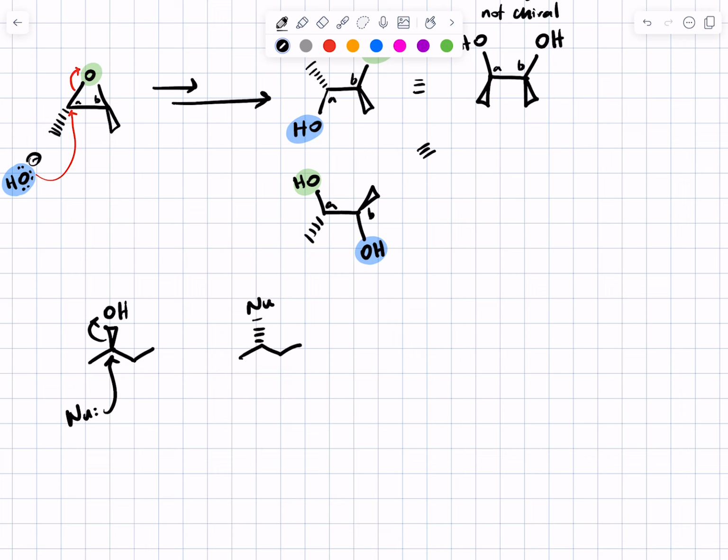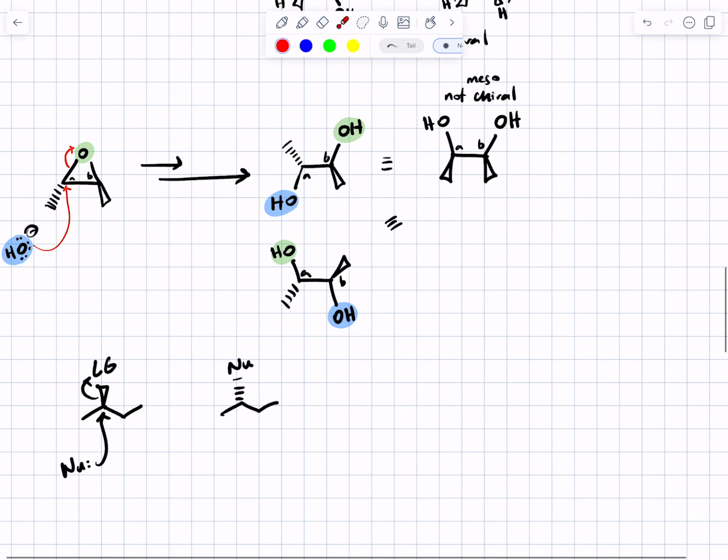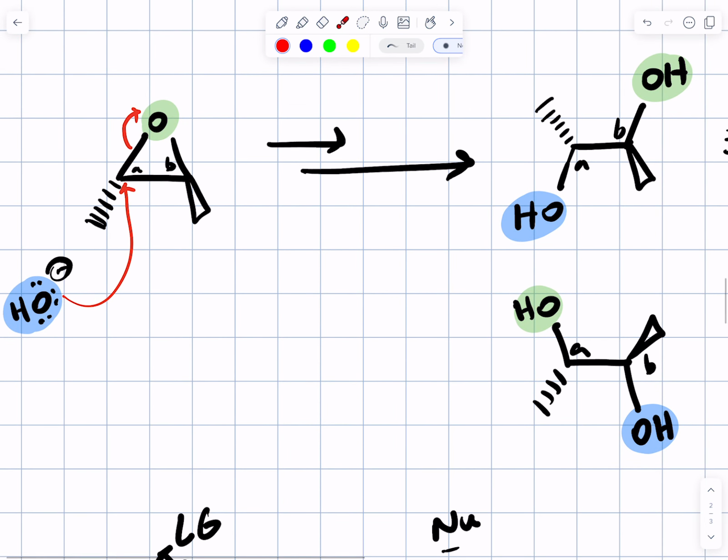It's true, but notice the difference between the situation below and the situation above. Here, the leaving group was a wedge, and it was pointed towards the top of the page. We show inversion of configuration by showing, after the nucleophile attacks and the leaving group leaves, the nucleophile is now a wedge oriented towards the bottom of the page. When your leaving group is in the plane of the page, this is how you show inversion of configuration.